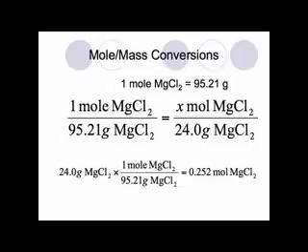So I have my 24 grams of magnesium chloride, and I multiply it times my conversion factor, which I've called an equality before, of 1 mole of MgCl2 over the molar mass of 95.21 grams of MgCl2. When I do that, my grams cancel, and I'm left with moles, and it happens to be 0.252 moles of magnesium chloride. Notice here that there are 3 significant figures because of the 24.0 grams of magnesium chloride that I started with.